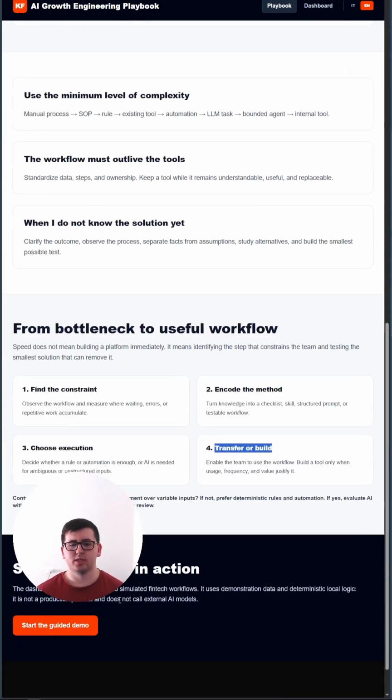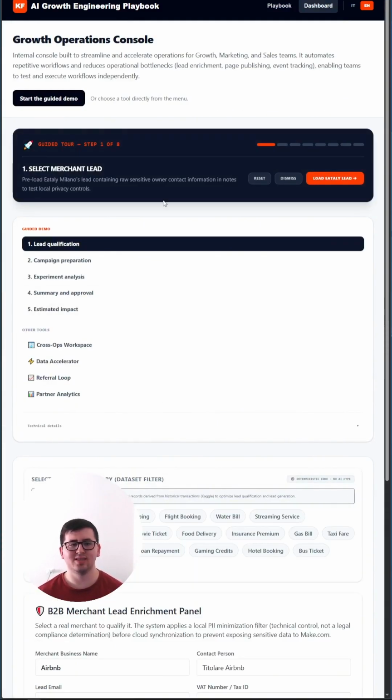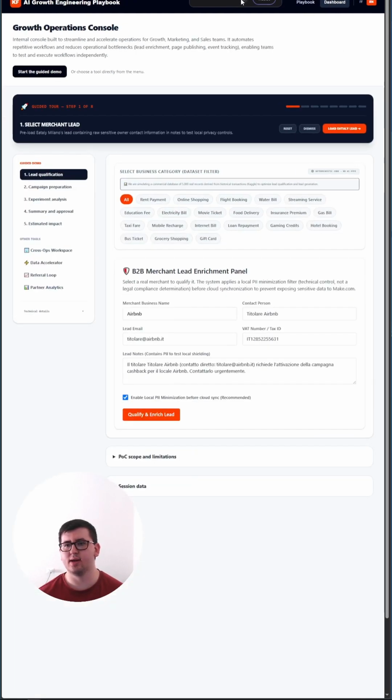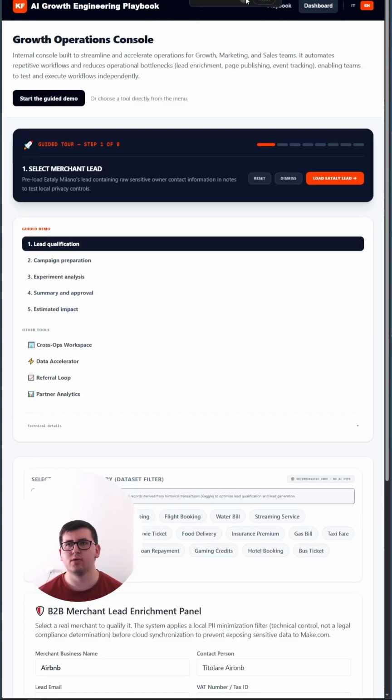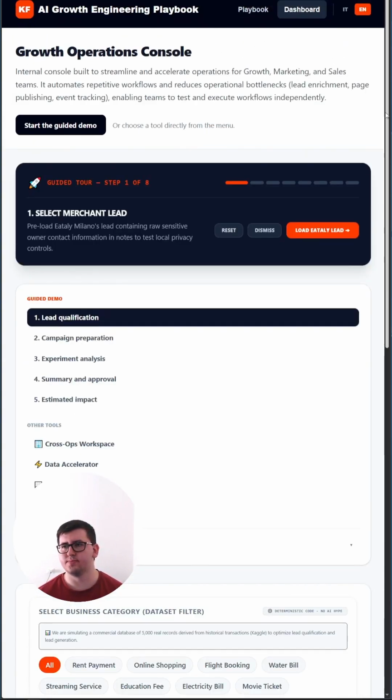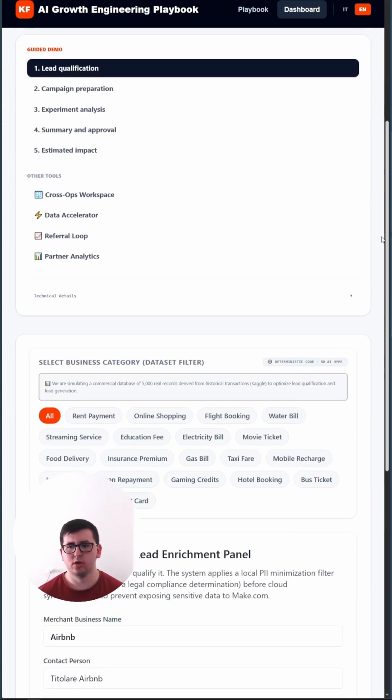Now, we want to see the method in action. What is this? Is this a production-ready tool? No, this is simply a proof of concept. We're going to start with a guided demo. Here you're going to see it like this because I'm recording everything to show it in vertical. But if you have a normal PC screen, you're going to see it like this, which is more appropriate. You're going to have the guided demo on the left and the dataset. In this case, I'm using a fintech dataset from Kaggle with 5K rows of information.